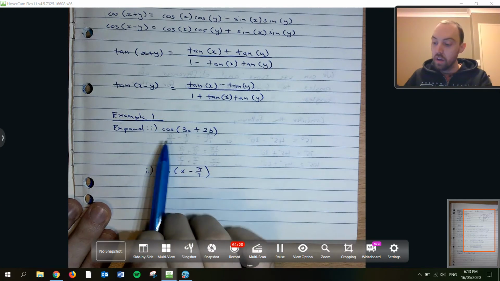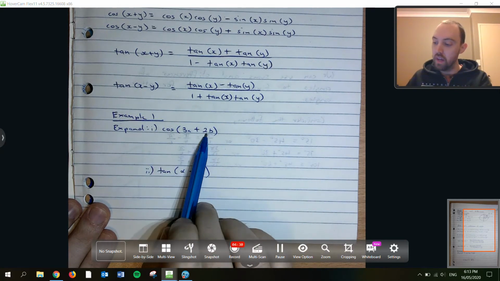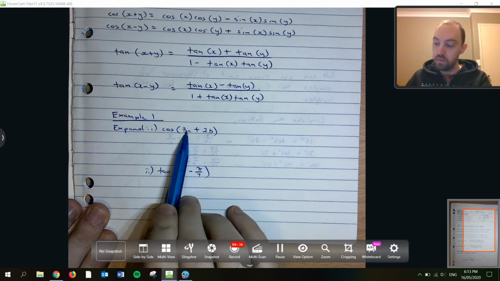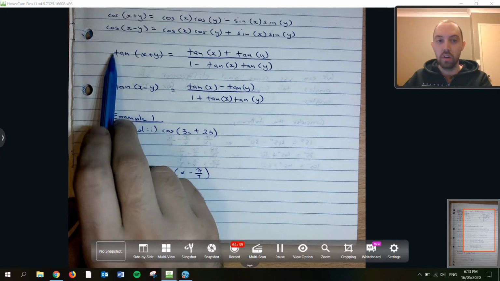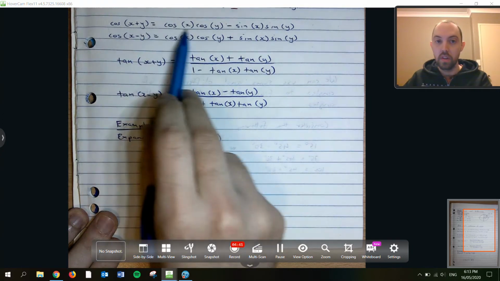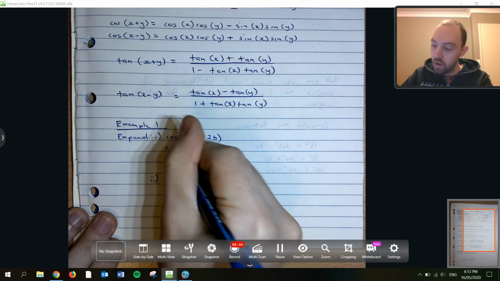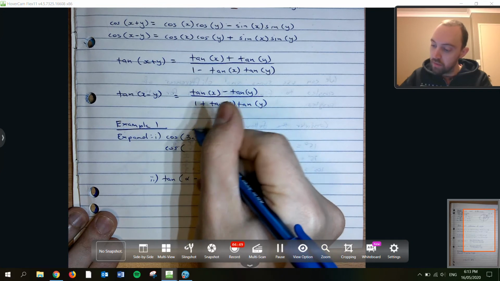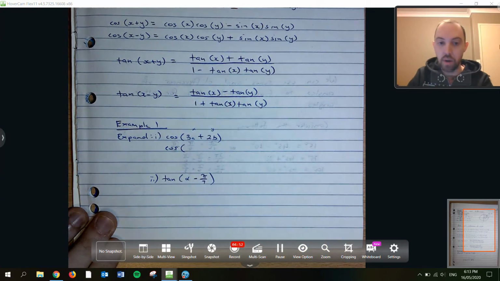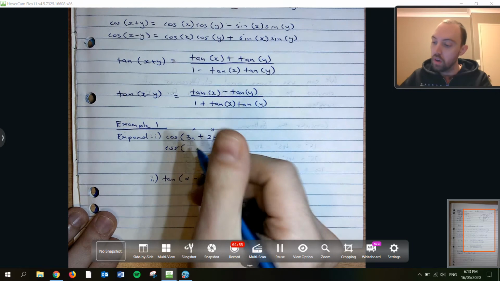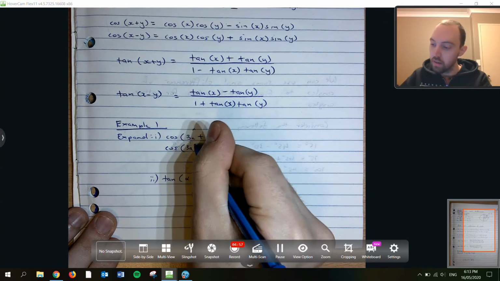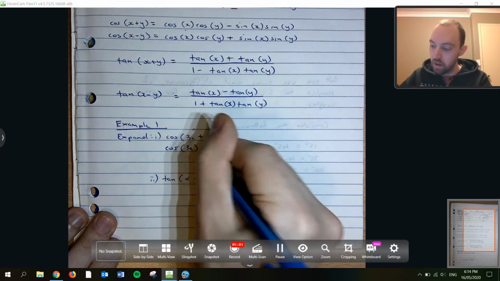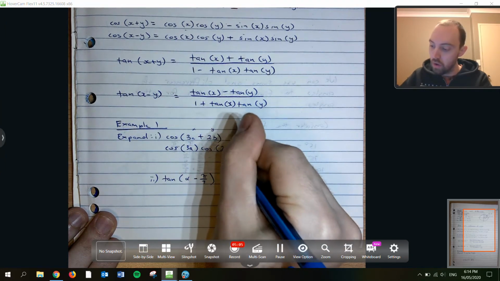We have: expand cos of 3a plus 2b. So we're using the sum of two angles here for a cos function. So it's going to follow this formula here. We're going to have cos of, and you can think about this first part as x and this second part as y. Alright, so cos of x, which is 3a, I'm following this up here, cos of 3a times cos of 2b.